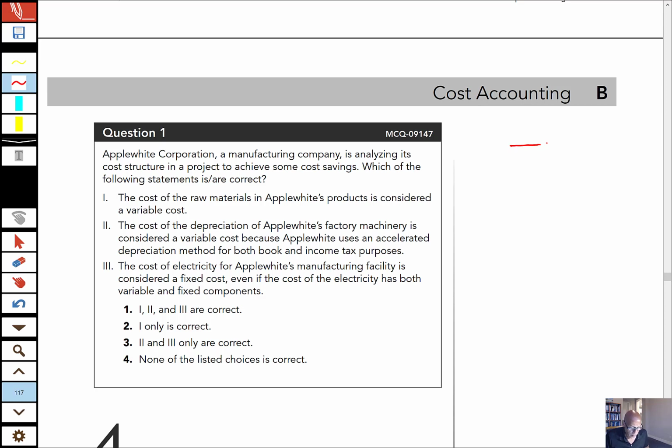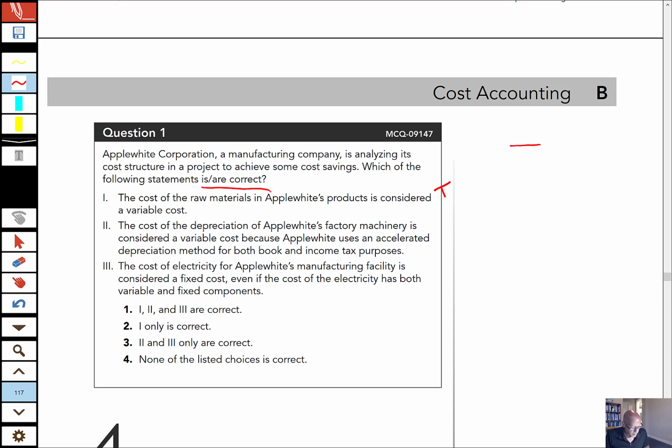The cost of materials in Applewhite's product is considered a variable cost. Okay, yeah, raw materials is probably a variable cost. And what I would do is have a way of writing on my scratch paper, and it's very small, so you don't waste a lot of space. This one is true, because I don't know about you, I get to number 3 and I'm like, okay, now what did I say about number 1? And I waste time. So I'd have a way of indicating on your scratch paper that you've checked off 1 as being true, since they're asking which is correct, which is true.